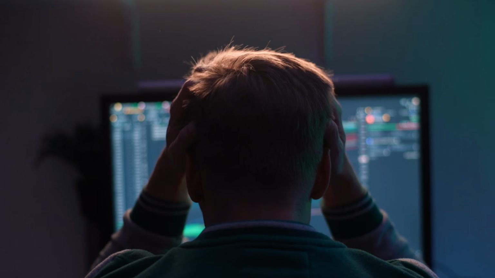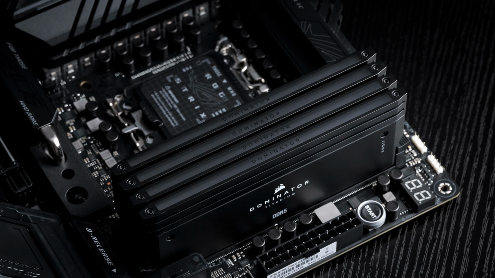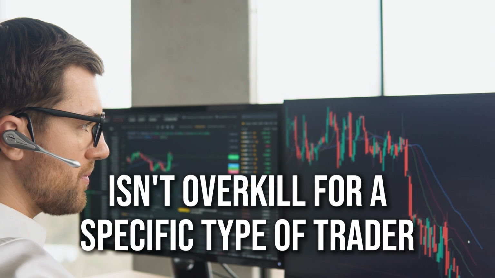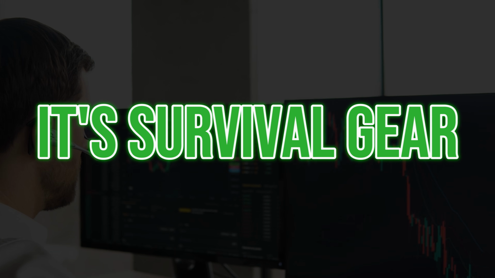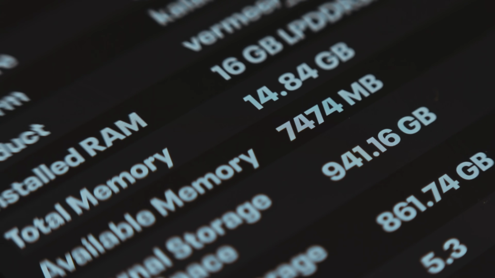Here's the thing. They've already been burned. They've already watched their platform freeze mid-trade, and they've already done the math on what that freeze cost them. Here's the truth most traders don't want to hear. 128 gigs of RAM isn't overkill for a specific type of trader. It's survival gear. And in the next few minutes, I'm going to show you exactly who needs it, who doesn't, and the one scenario that's quietly eating more RAM than anything else on your machine.